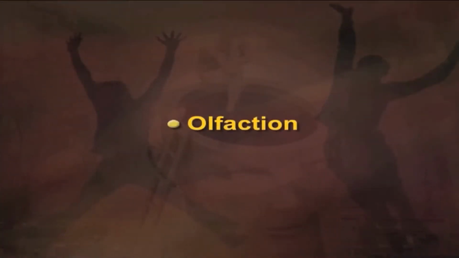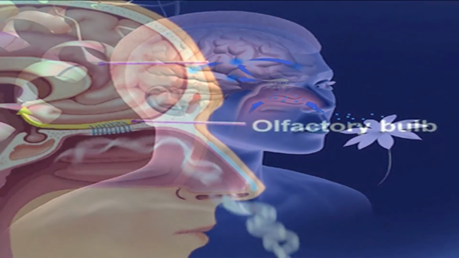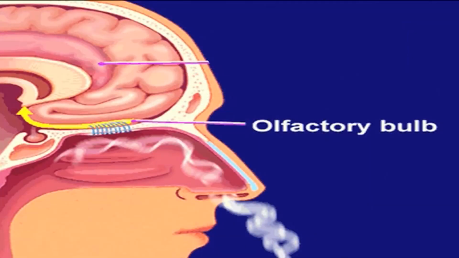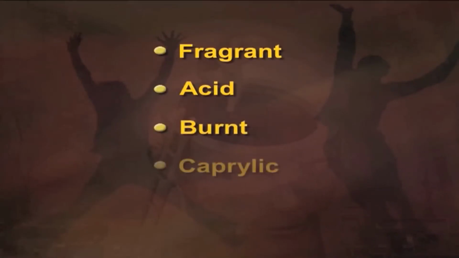Now, let us look at three other sensory experiences. One is olfaction. In olfaction, the layer in the uppermost part of our nose has specialized sensory receptors which detect the chemical molecules present in the air, and this information is transported to the brain through the olfactory bulb and olfactory nerve. The basic smells are fragrant, acid, burnt and caprylic.